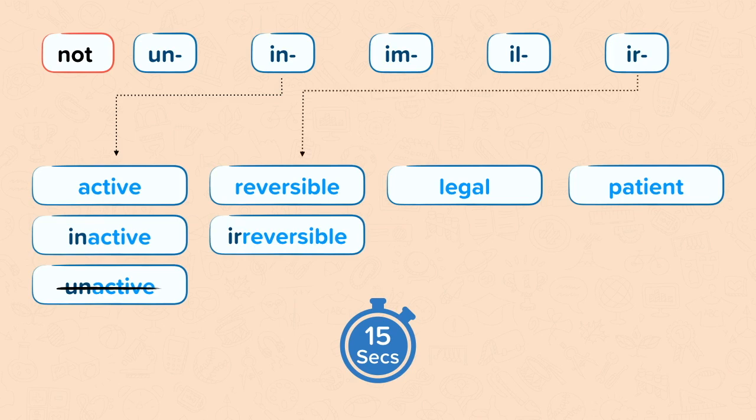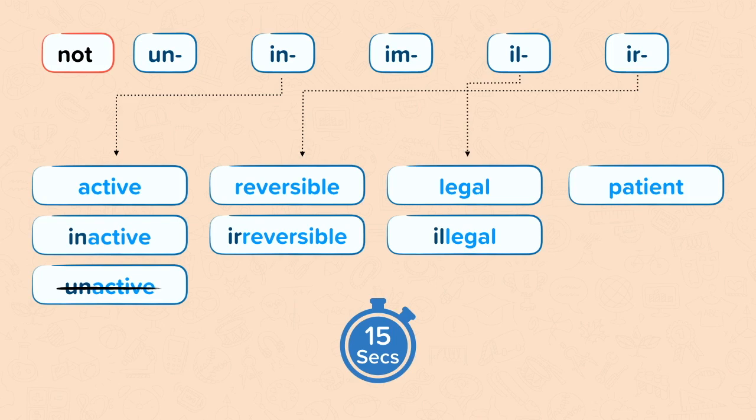Now for legal. Legal means that you are allowed to do something by law. And illegal means that you cannot do something because it's against the law. So well done if you chose the prefix ill for this one.